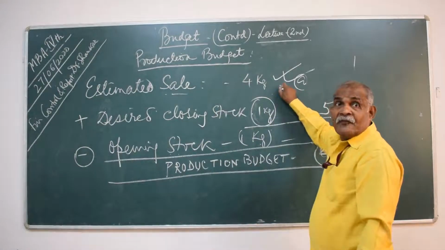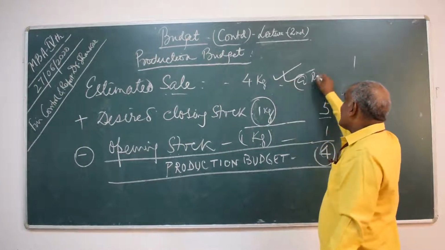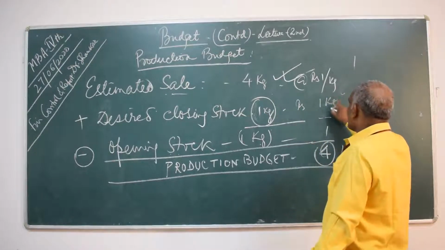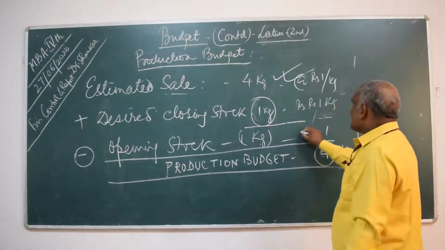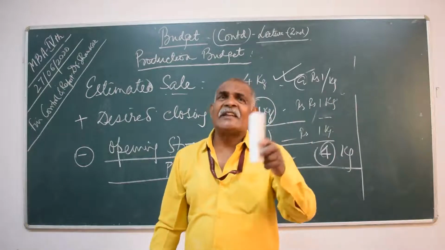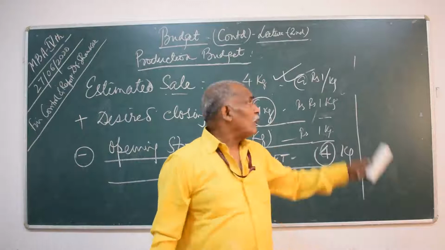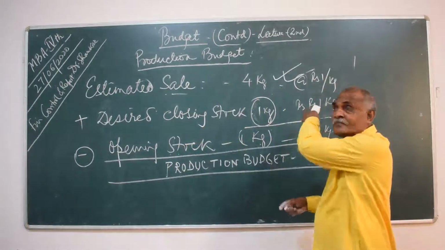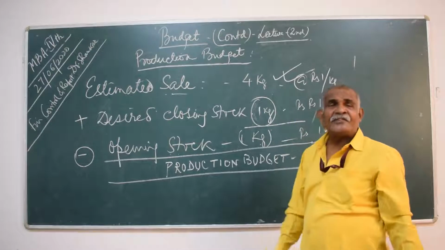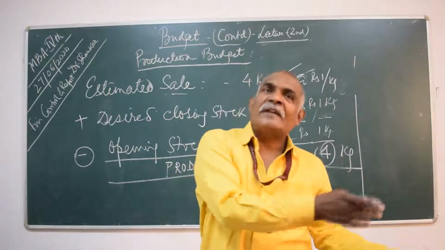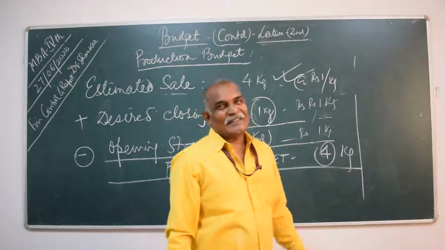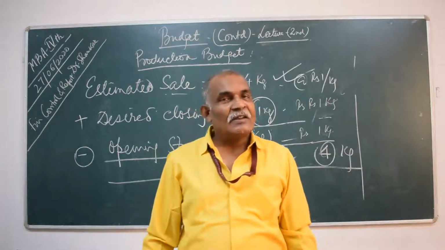Here, if I consider the sales 4 kg at the rate of rupees 1 per kg, 1 kg closing stock rupees 1, opening stock rupees 1. Why? Because 1 kg of rice you purchase at the rate of 1 rupee per kg. So 4 kg which you want to sell, that is 4 rupees. You have a desired closing stock of 1 kg, that is 4 plus 1, 5 kg, 5 rupees. And opening stock, you have already 1 kg of rice. So the amount is 4 rupees. 4 plus 1 minus 1, that is 5 minus 1 is 4.